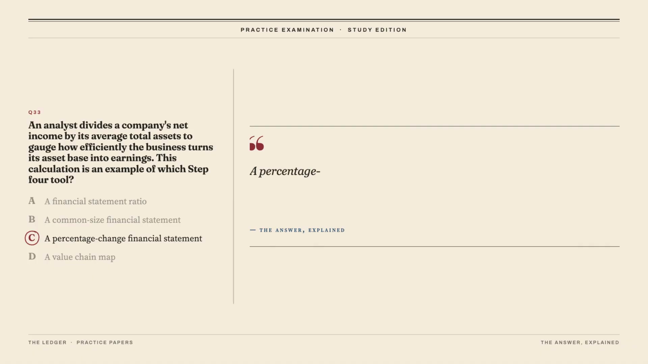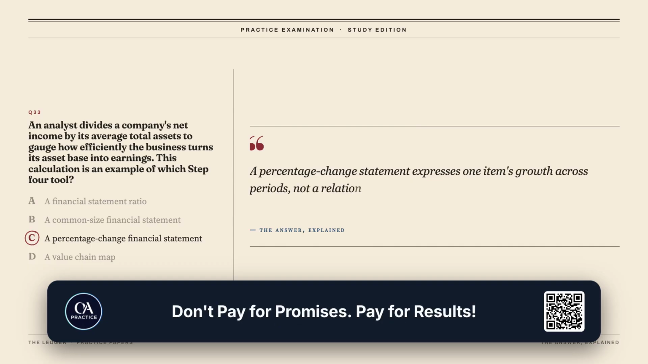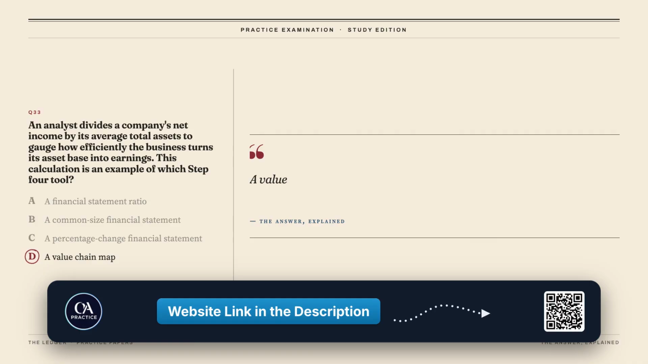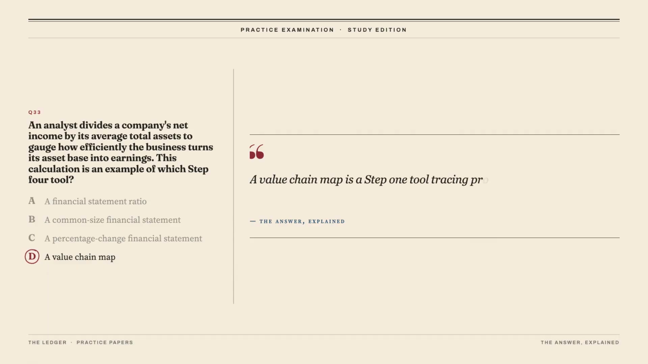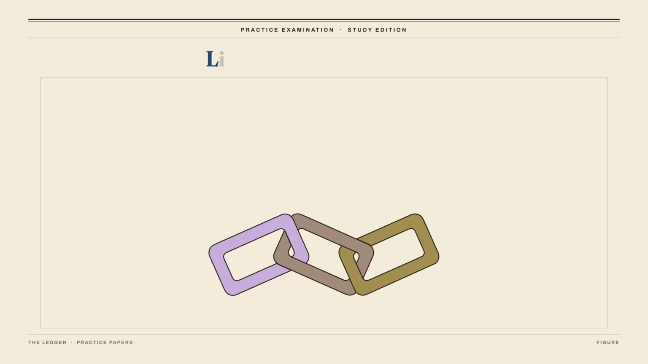C is wrong because a percentage change statement expresses one item's growth across periods, not a relationship between two different accounts in the same period. D is wrong because a value chain map is a step 1 tool tracing production activities, not a numeric relationship between financial statement items. A financial ratio expresses the relationship between two different line items, often from two different statements, in a single number. It's not a share of a total and not a growth rate over time. It's one account measured against another, revealing something neither figure shows alone.